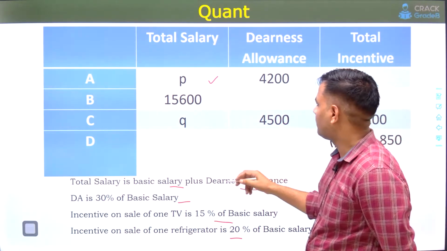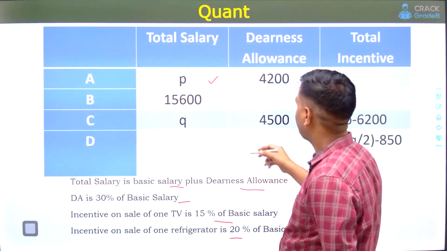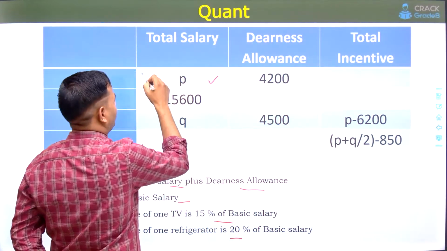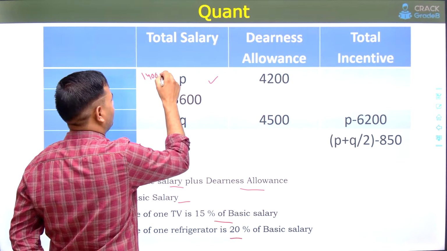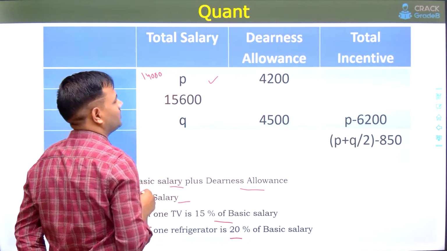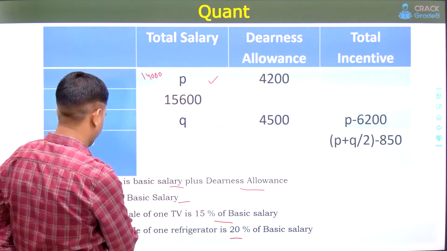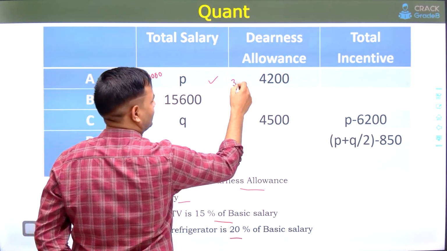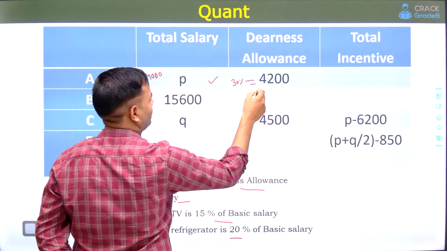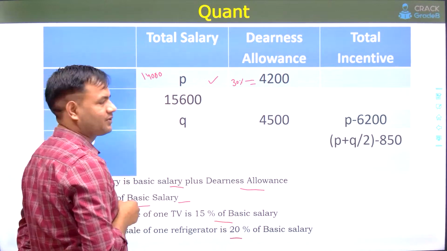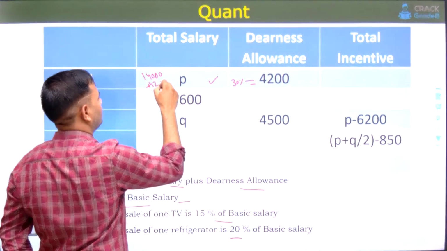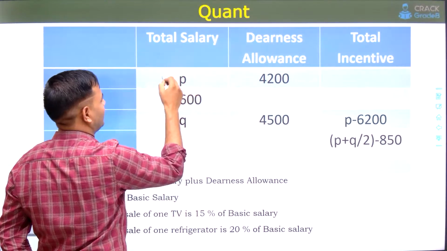So the basic salary of A will be 14,000, because 30% of basic pay is the DA, so 30% is this one. So 14,000 plus 4200, because this is total salary.